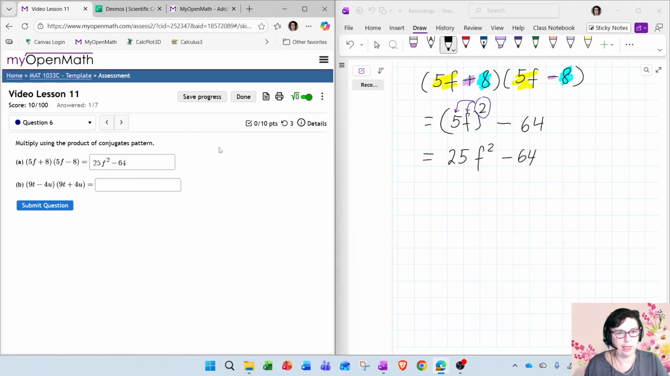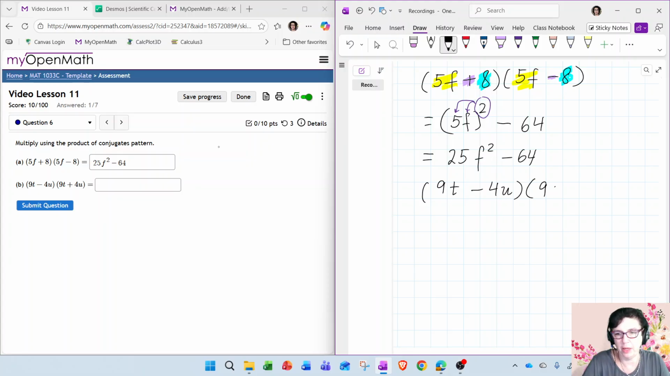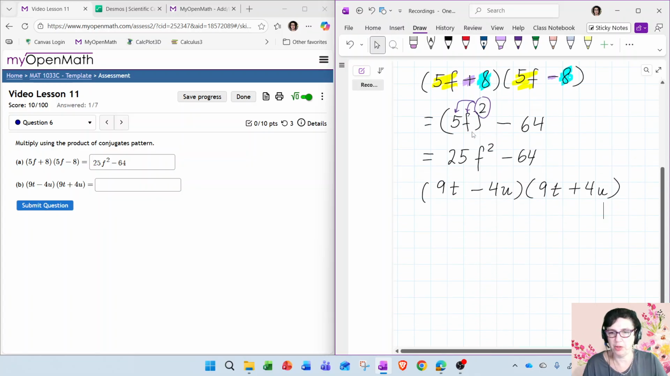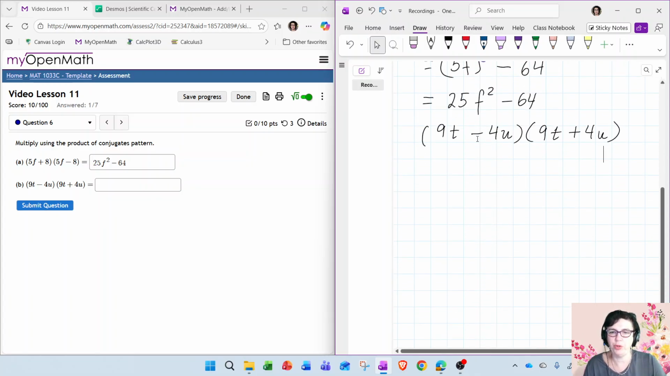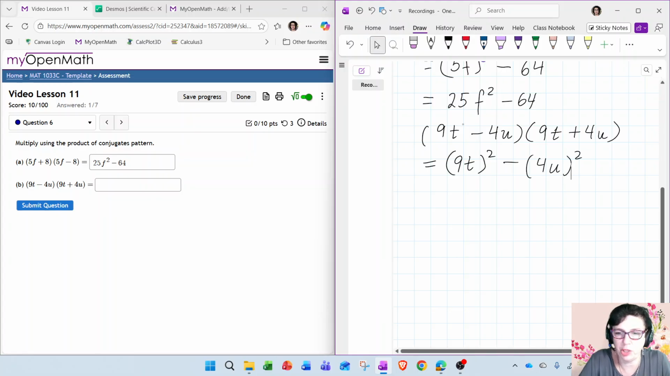The next one is the exact same thing. We are following the pattern. We've got 9t minus 4u multiplied by 9t plus 4u. Now, you may be wondering, well, what about the pattern? Why are you saying it fits? It should be plus and then a minus, but here it's a minus and then a plus. Well, actually, it doesn't matter because in math, when you multiply two things, you can switch the order and the answer will be the same. All we have to do is take the first term, square it, then minus, take the second term, square that, and we'll pretty much be done.